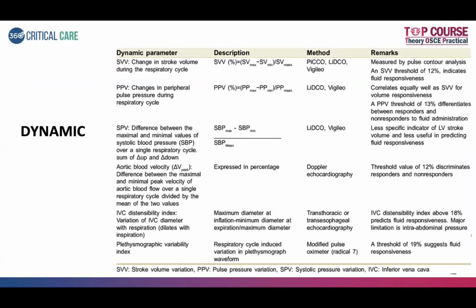Now coming on to dynamic parameters. We are giving a preload challenge and assessing the system change along with the preload challenge, how the system is responding to the preload. The common parameters we mentioned are stroke volume variation, pulse pressure variation, systolic pressure variation, IVC distensibility index, aortic blood flow velocity, and plethysmographic variability index. This is a table which gives the formula for each, which you can go through.